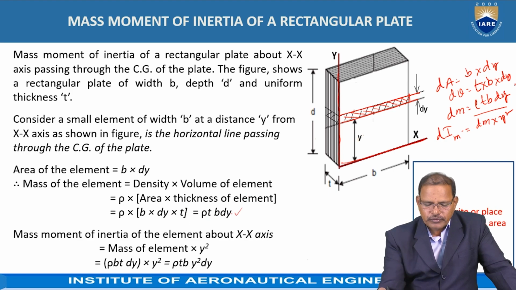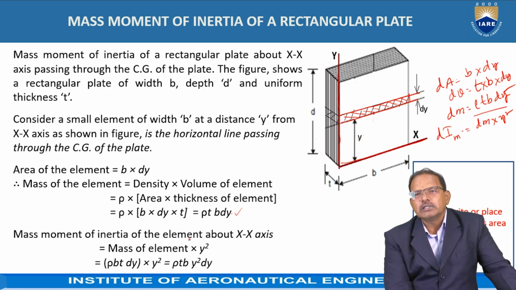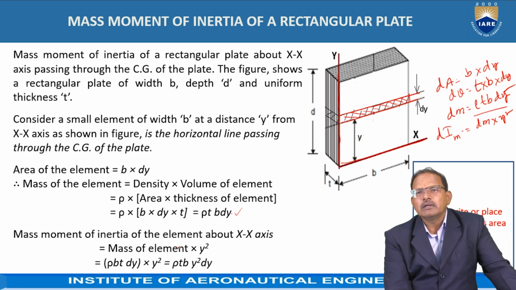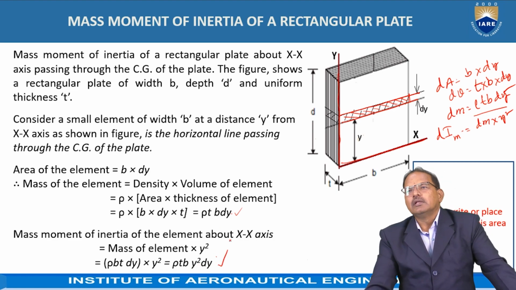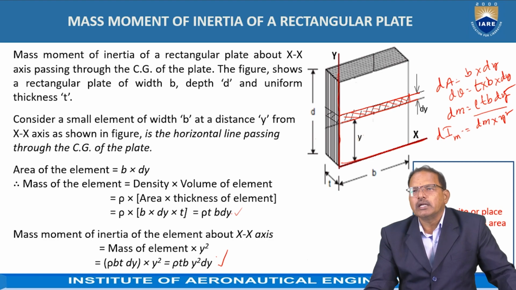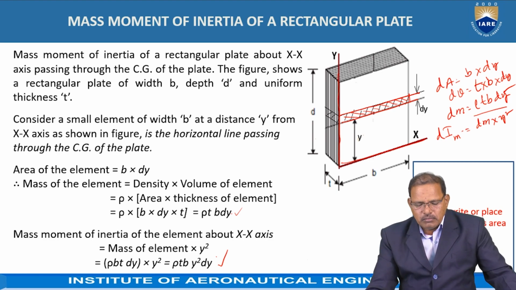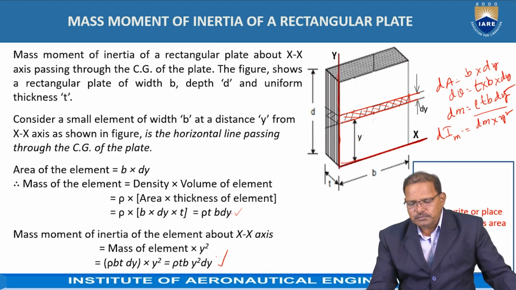Similarly, the moment of inertia of the element about the x-axis is equal to the mass of the element multiplied by the square of the distance, which is equal to mass rho b t dy into the square of the distance y square, which is equal to rho t b y square dy. This is the answer now. Then the moment of inertia possessed by the entire object about the x-axis is obtained by doing the integration from 0 to d now.